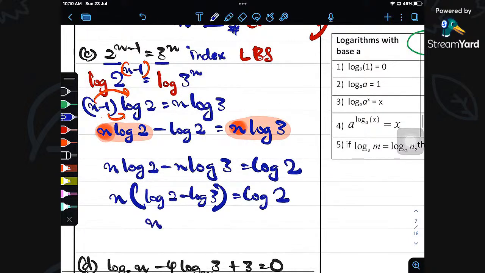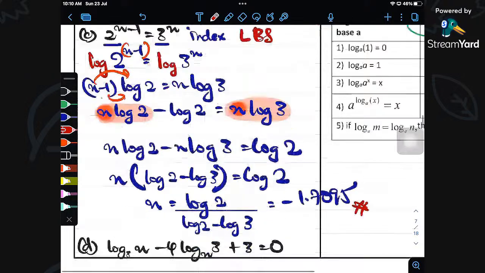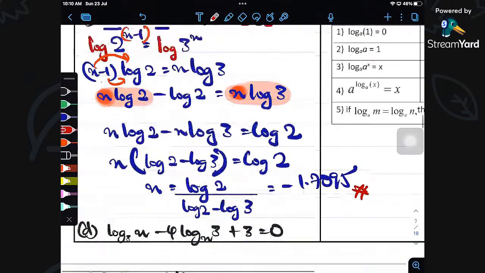And therefore the final answer is just having x as a subject, because that's our goal, right? To find the x value. So x equals log 2 divided with log 2 minus log 3, and you press your calculator. This is base 10. It will give you the answer of negative 1.7095. So try it yourself whether you got the answer here. And then itu sajalah dari saya.